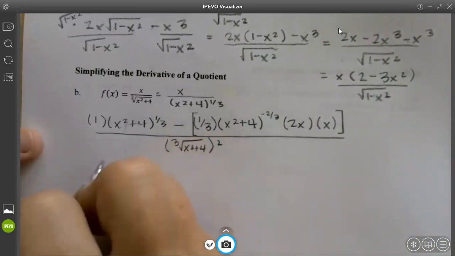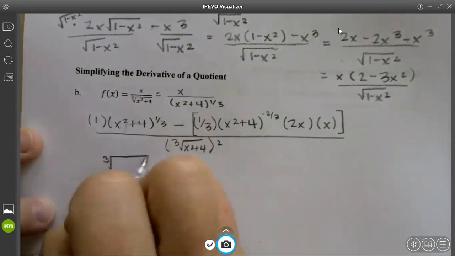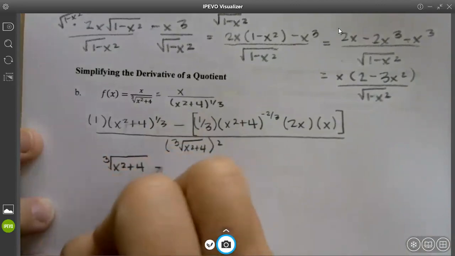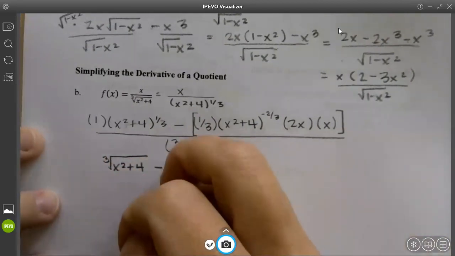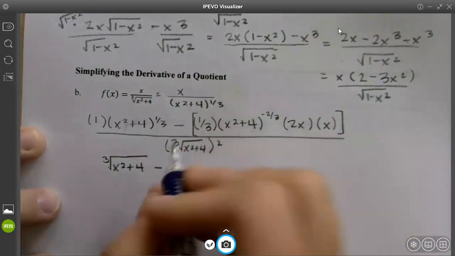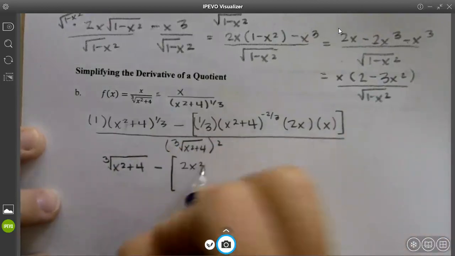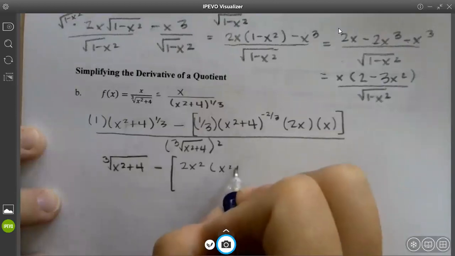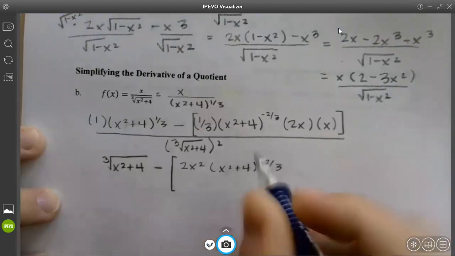I'll clean it up. Cube root of x squared plus 4 minus, what's this turn into? Think about everything that's already going to be on top. What's going to be on top? So 1 times 2x times x is 2x squared. You're right, you're right. And then x squared plus 4 to the negative 2/3. I'm gonna hold off on doing anything with it just yet.